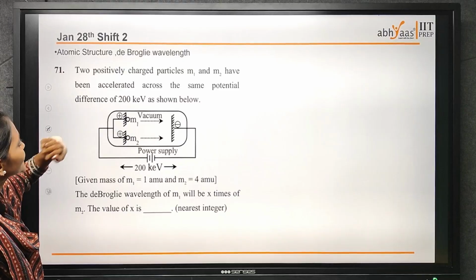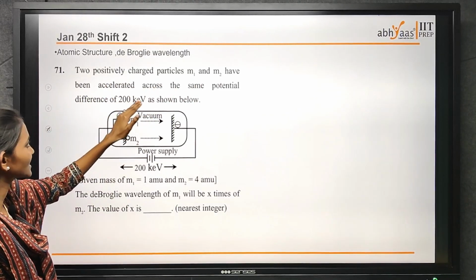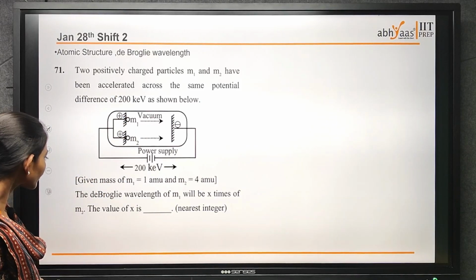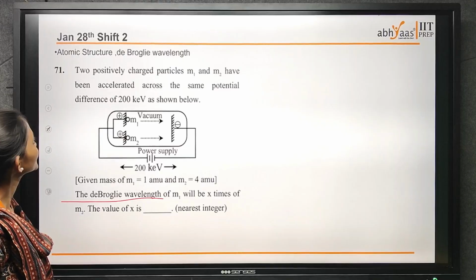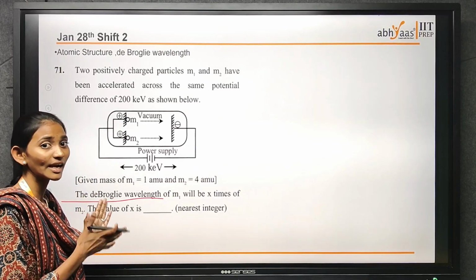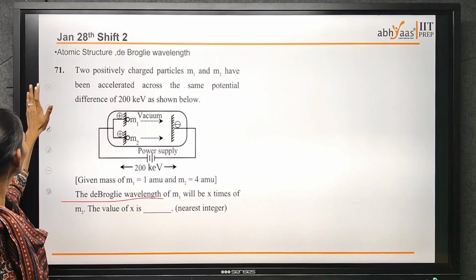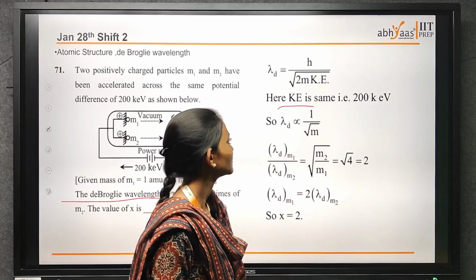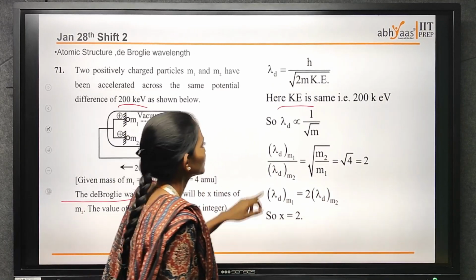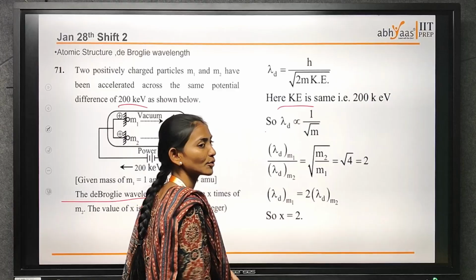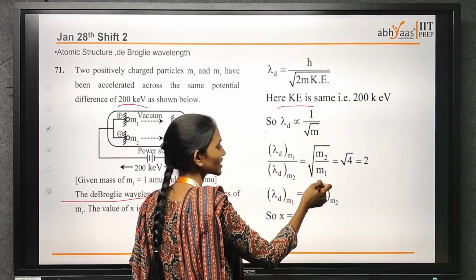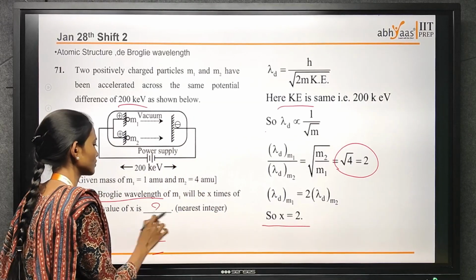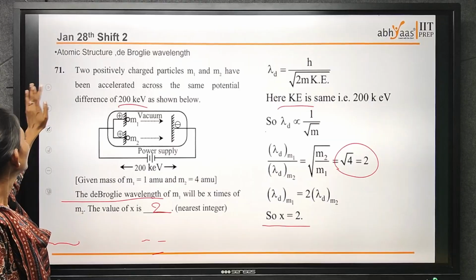Numerical section. Two positively charged particles M1 and M2 have been accelerated across the same potential difference of 200 keV, as shown below. The de Broglie wavelength. This question is from atomic structure. Since we have discussed atomic structure in this paper, three questions were raised. If you apply the formula of de Broglie wavelength, h by root 2mKE, the kinetic energy is already given as 200 keV. So lambda is inversely proportional to root m. If you apply the m1 and m2 values, you get root 4, which is 2. So your answer will be 2. This is a time-taking question. Moving on to the next question.